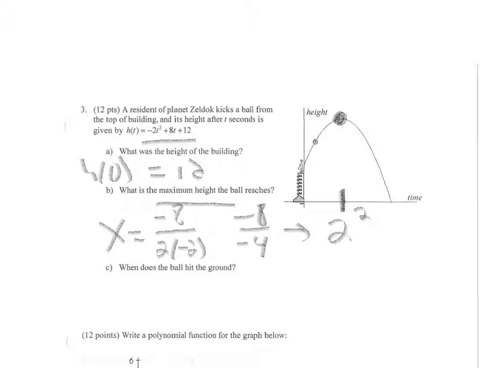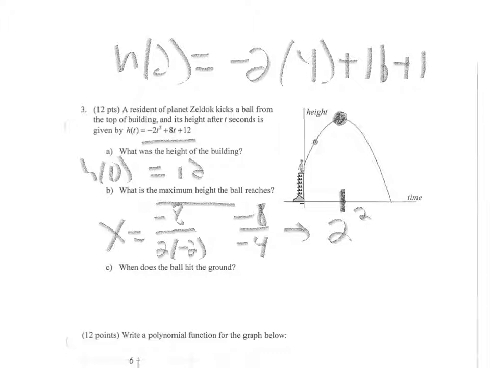So then I'm going to find h of 2, which is negative 2 times 2 squared is 4, plus 8 times 2 is 16, plus 12. Well, that'll be negative 8 plus 16, which is 8, plus 12, which is 20. So that ball is 20 feet up. It is measured in feet. I guess we aren't told. 20 units up at 2 seconds.